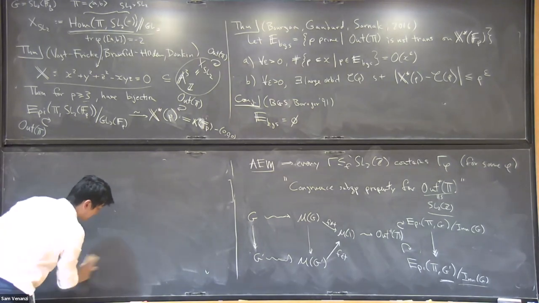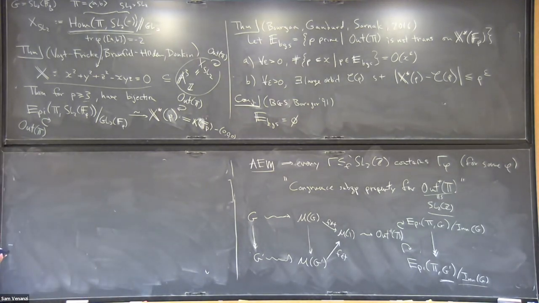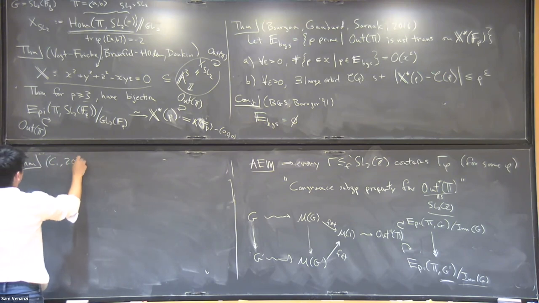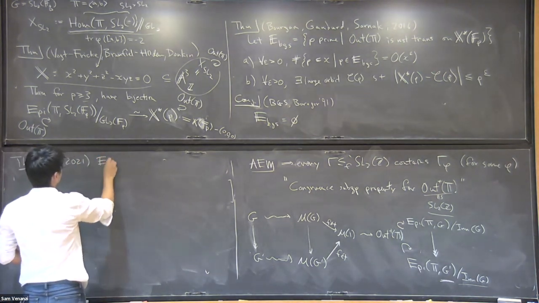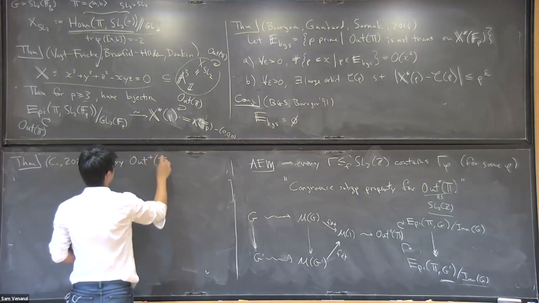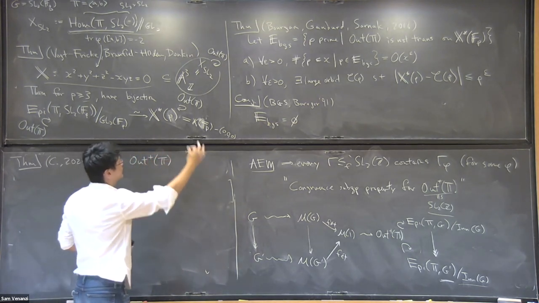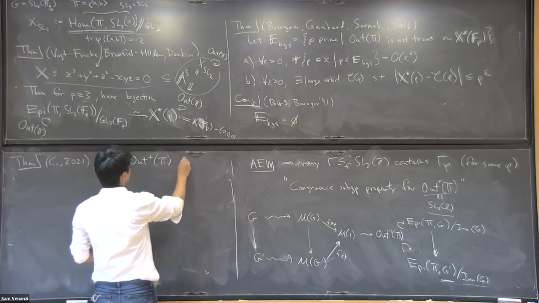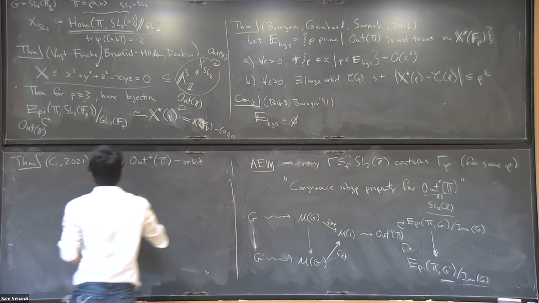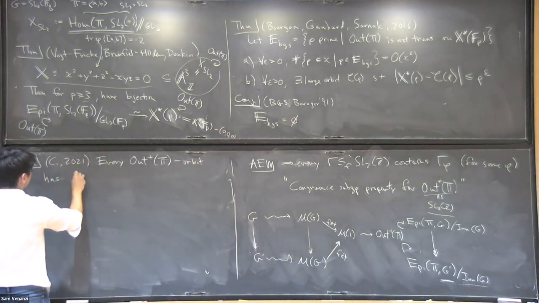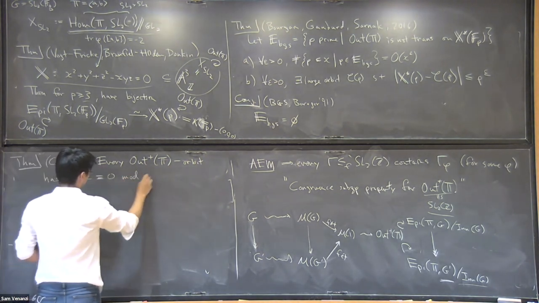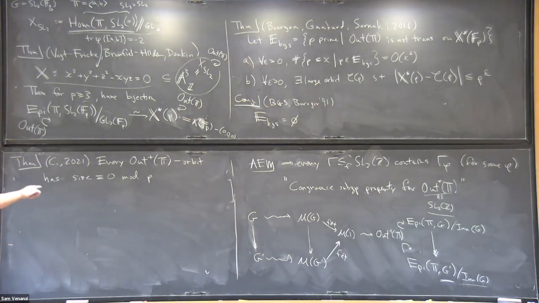So the theorem I want to just briefly talk about is the following, from 21. Every Out⁺(π) orbit. They were talking about Out(π) actions, the transitivity of Out(π). In fact, we show that every Out⁺(π) orbit has size congruent to zero mod p. So this gives you some kind of additional rigidity. And in fact, it gives you a fixed polynomial lower bound on the sizes of any Out⁺(π) orbit on that set. And so this implies their conjecture for all but finitely many primes.